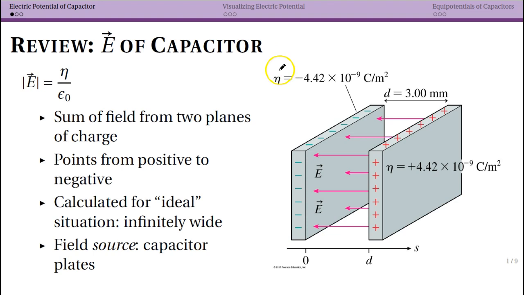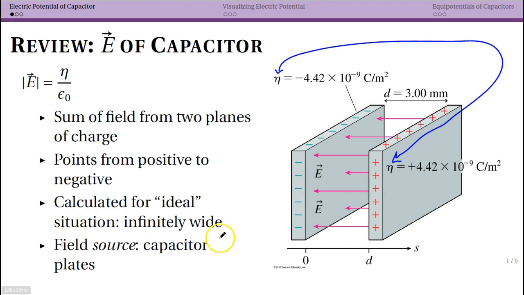And by definition, our eta must be equal in magnitude, opposite in sign on the two plates. And so that's eta over 2 epsilon naught. And this is coming from summing the field from two infinite planes of charge. Each of those would be eta over 2 epsilon naught, and so when you sum them, you lose that 2. Remember that the direction is from positive to negative, and it's exactly perpendicular to the planes.